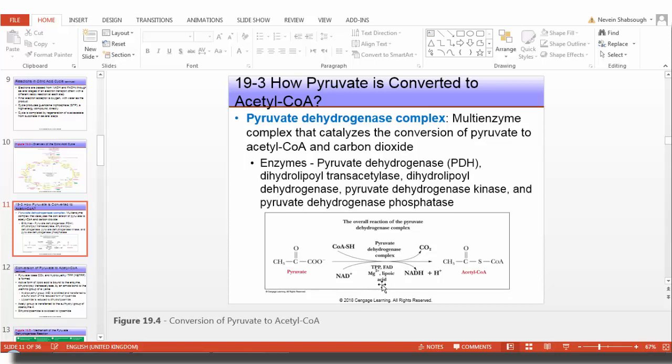Now this enzyme requires 5 coenzymes: coenzyme A, TPP, which stands for thiamine pyrophosphate, FAD, and lipoic acid, in addition to NAD+, and a metal ion cofactor, Mg2+.